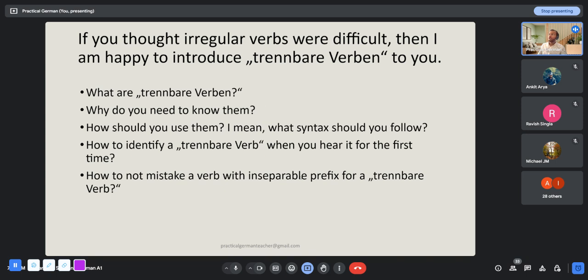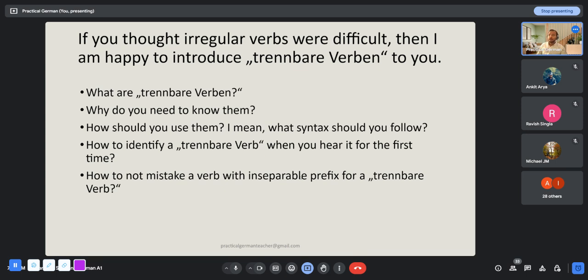Let's start with what are trennbare Verben. Basically, a verb will have a prefix, and that prefix is separable. So in certain sentence structures, that prefix will be somewhere else. It will not be with the verb, and that's what trennbare Verben means. Trennbare means separable, and trennbare Verben means separable verbs, meaning verbs with a prefix where the prefix is separable.